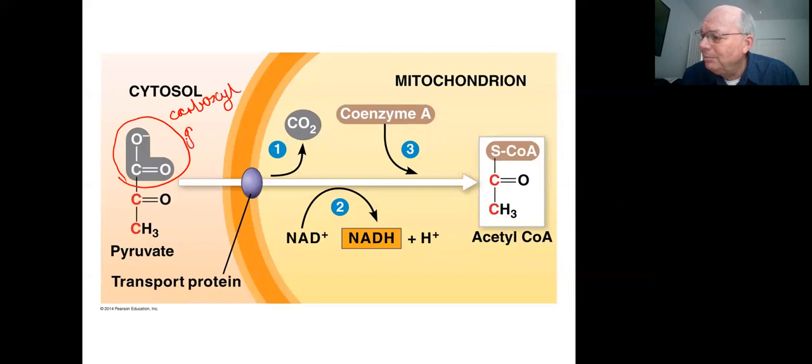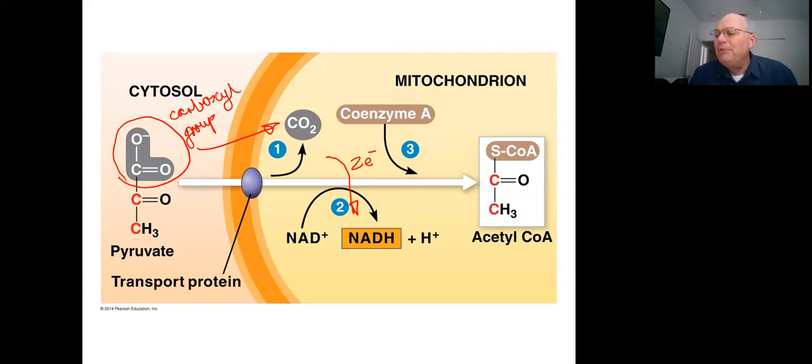So this is a carboxyl group. That's what is lost to give rise to the carbon dioxide. So in the process of losing that carboxyl group, a pair of electrons is made available that can be used to reduce NAD plus to NADH. So here is another source of NADH.